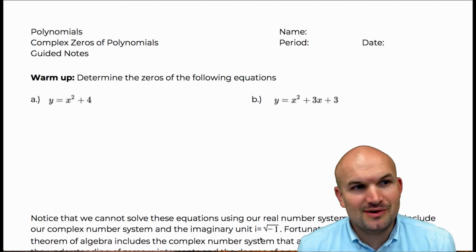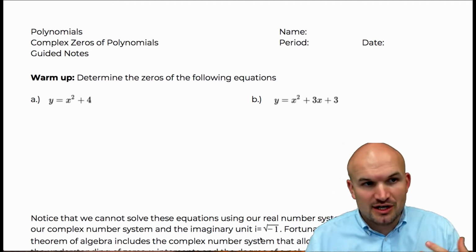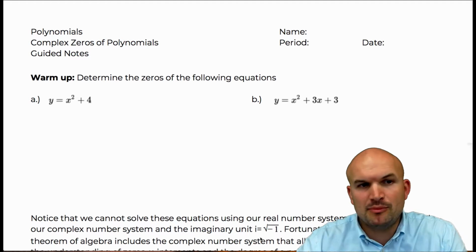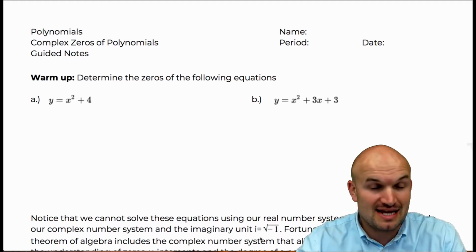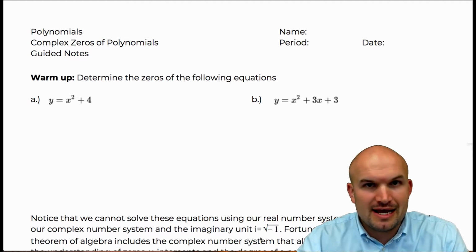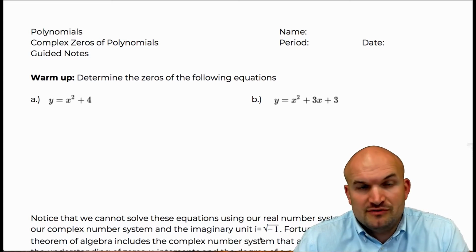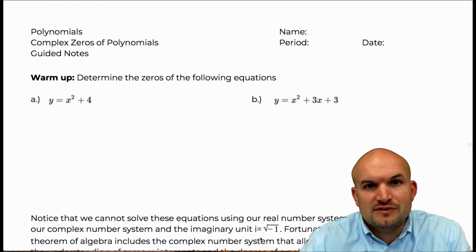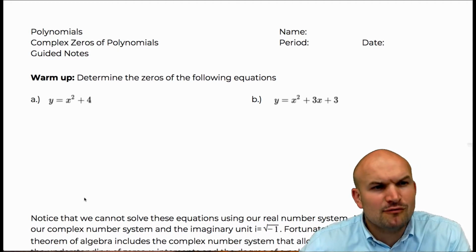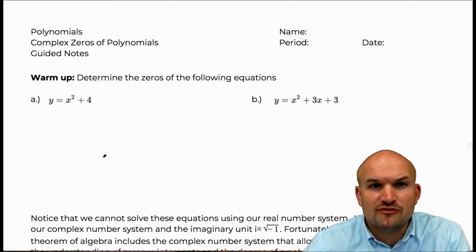Okay, so let's get on to complex zeros of polynomials. In the warm-up, we're going to work back exactly what we did for irrational zeros, and just solve some equations using some of the processes that we have used before. So in this first example, I have y equals x squared plus 4.